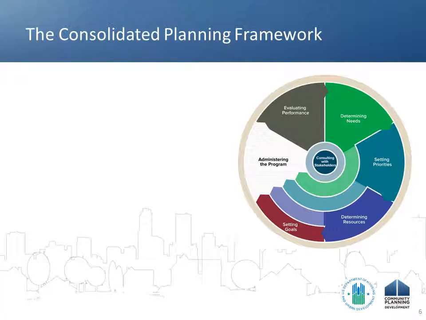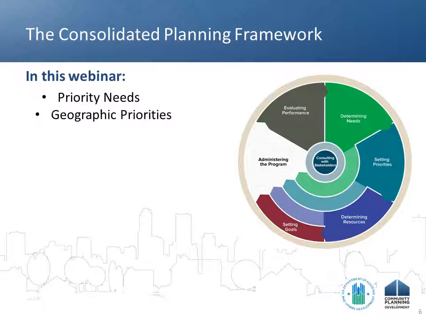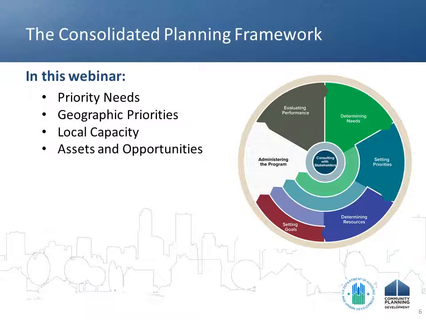There are 5 core elements that contribute to the consolidated planning framework: priority needs, geographic priorities, local capacity, assets and opportunities, and funding resources. When planning, grantees gather information about these elements from multiple sources. They receive this information at different points in the process and sometimes out of sequence.